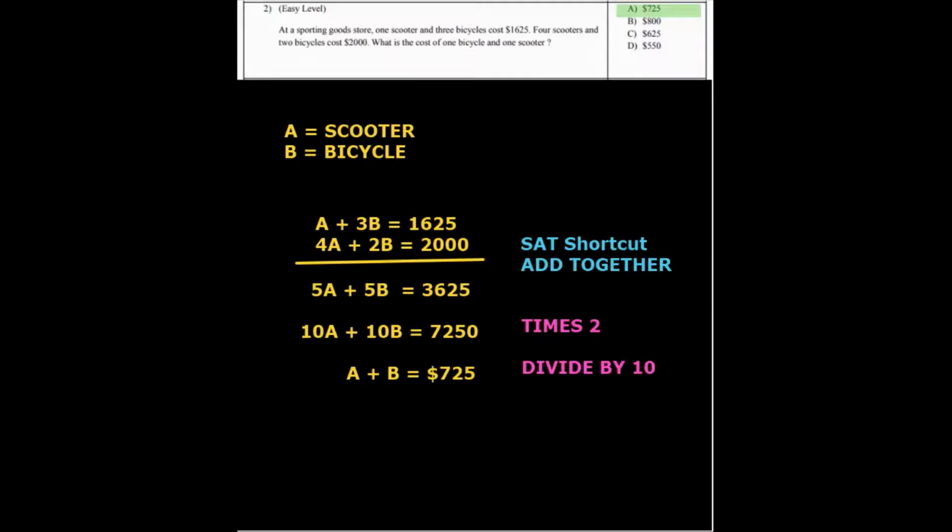To do the math faster, another shortcut is double that. Then you have 10A plus 10B is 7250, and you can simply cross off the zeros, and 1 scooter plus 1 bicycle at this store would cost $725, and the correct answer is A. Remember, on these standardized tests, like the SAT, these shortcuts are there to reward students who prepare for these exams.